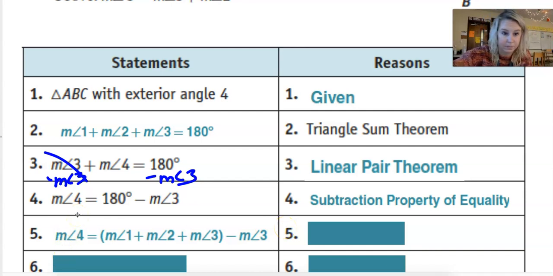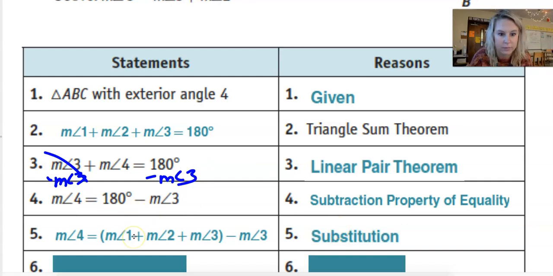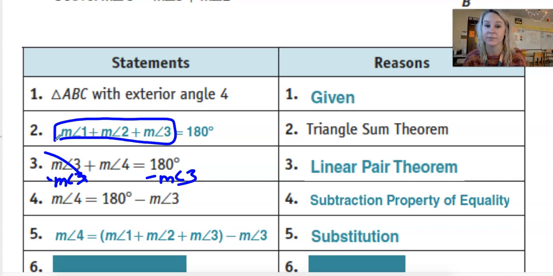Next on my list, they substituted. Did they substitute? They did substitute. What did they substitute? They said that I know all of this is 180. So if I see the number 180, I can replace it with the measure of angle 1 plus the measure of angle 2 plus the measure of angle 3. So what they did was right here, they knew it was 180, so they substituted the measure of angle 1 plus the measure of angle 2 plus the measure of angle 3 into that 180 part. Okay? And then they dropped down the minus 3, dropped down the minus 4. So that is what they substituted.